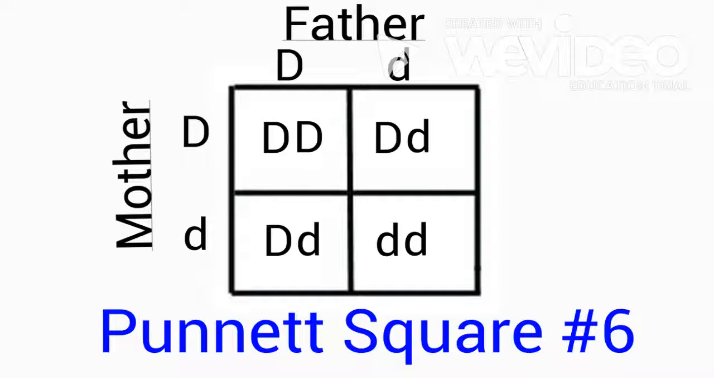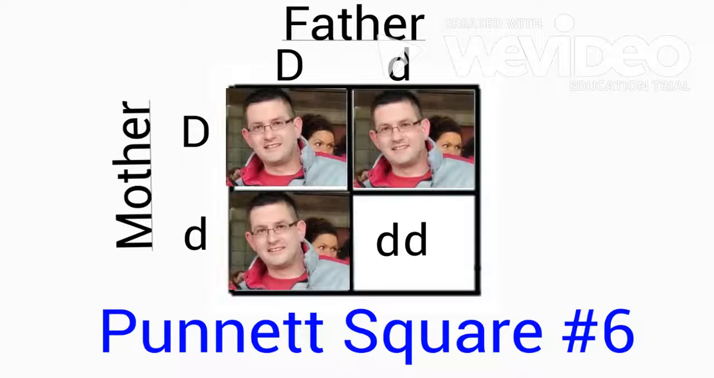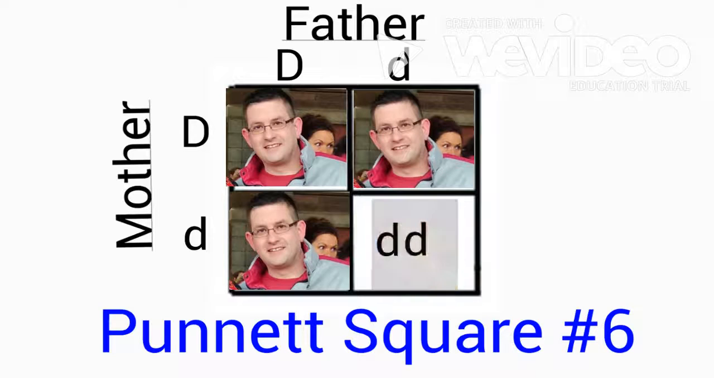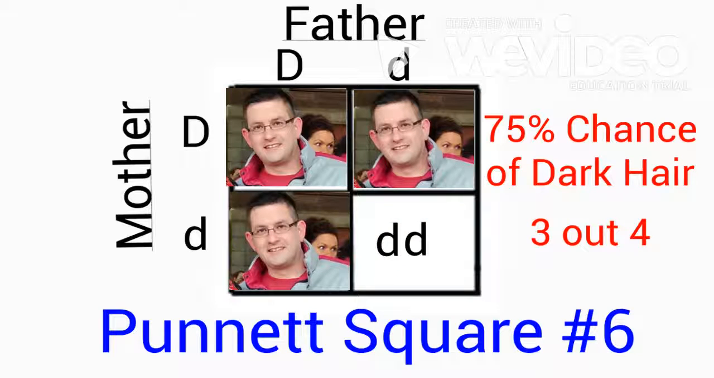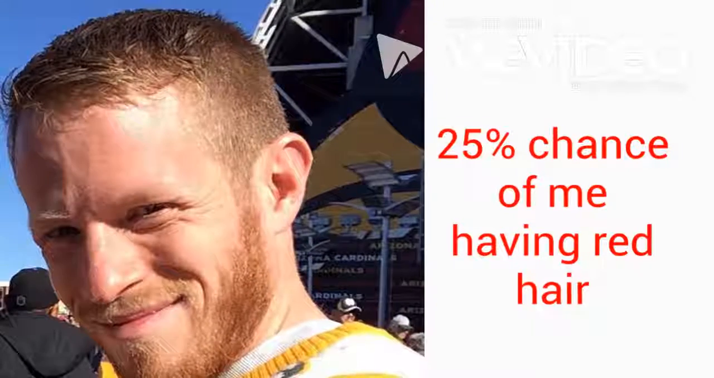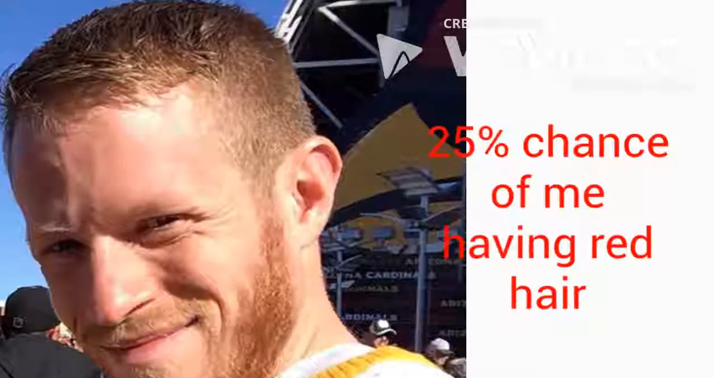So let's skip ahead and take a look at Punnett square number 6. If we take a look at this, both parents are heterozygous. There are 3 squares that result in dark hair due to the dominant allele, and 1 square that results in recessive alleles, which is red hair. That means that there was a 75% chance that one offspring would have dark hair like my brother did, and a 25% chance that one offspring would have red hair like I do. So while it was not a good chance that I would end up with red hair, this one does work. So there was a 25% chance that I would end up with red hair, and I did.